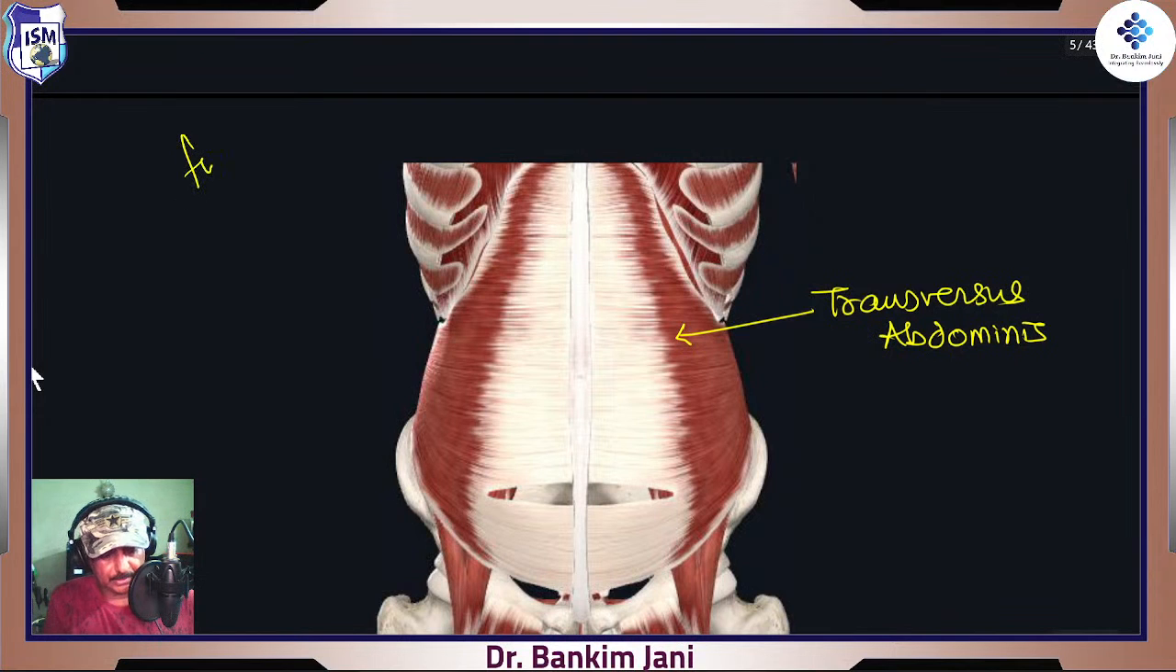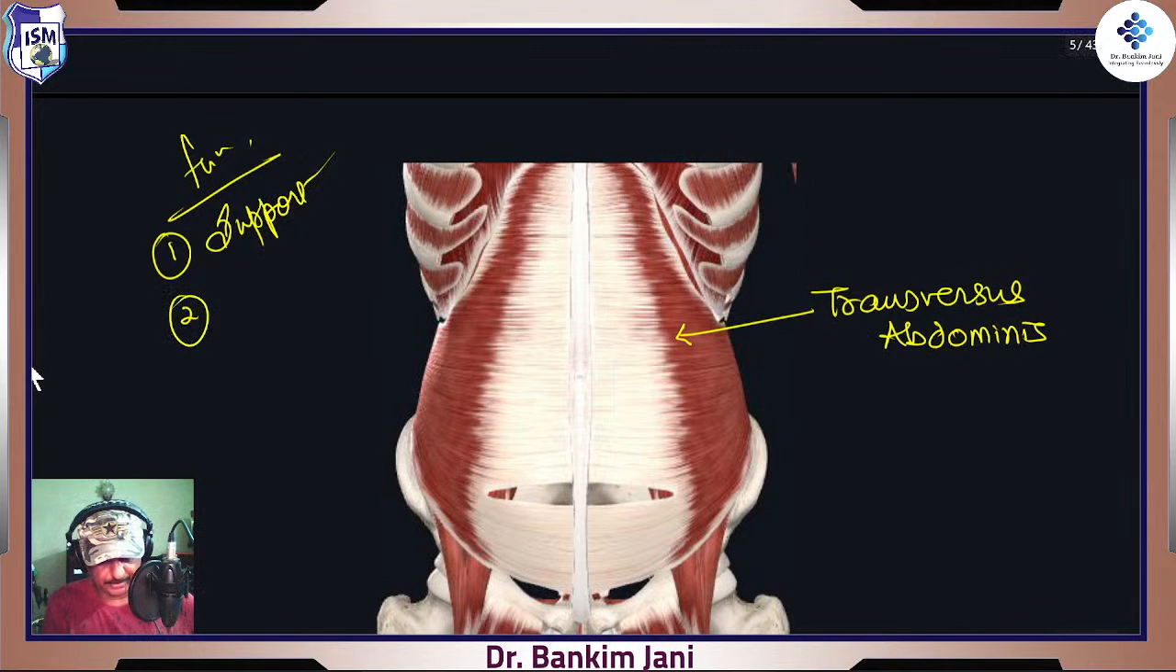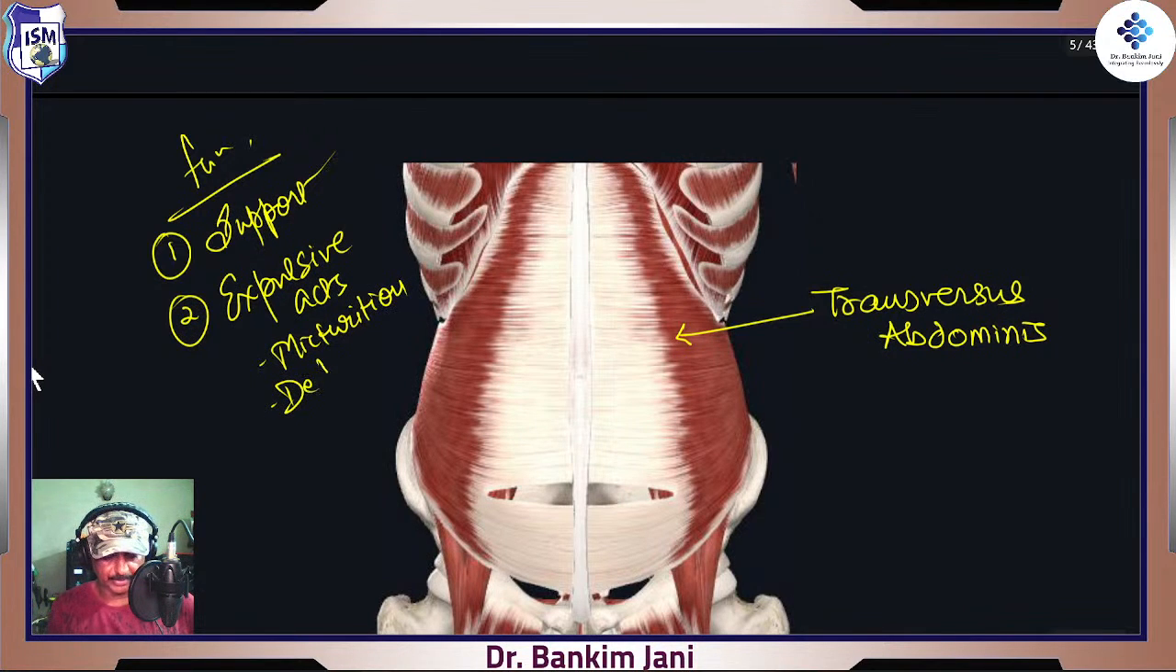Now, these functions, right? All these abdominal muscles, there are some classical functions. One, the support to the abdominal organs, that is quite understandable. It is also very important for expulsive acts. Expulsive acts is like micturition, passage of urine, defecation, passage of stool, parturition, that is delivery of the baby, and vomiting, coughing, right? All those are expulsive acts. That's where abdominal muscles play a major role.